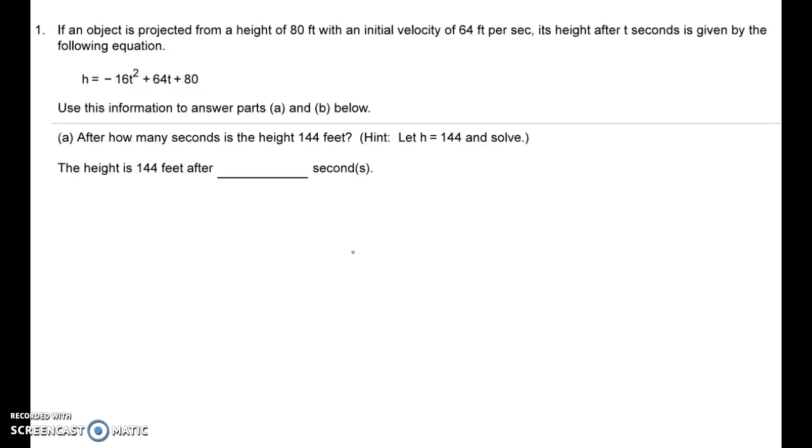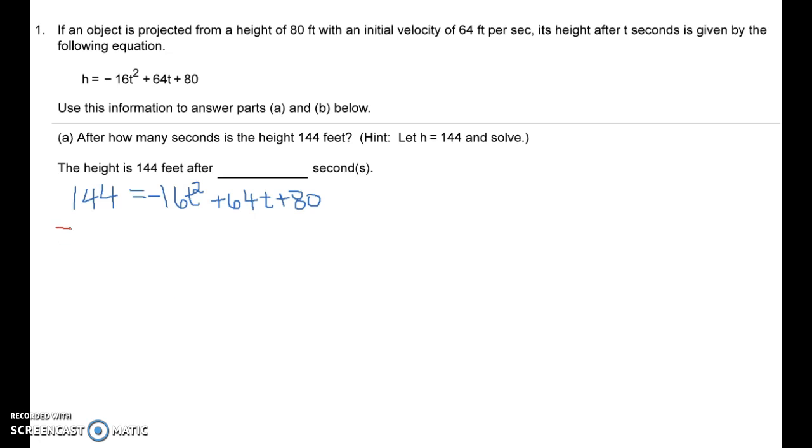Alright, so for this problem, part A says, after how many seconds is the height 144 feet? So we're going to say that 144 equals negative 16t squared plus 64t plus 80. Anytime we have a quadratic, we have to set it equal to 0.